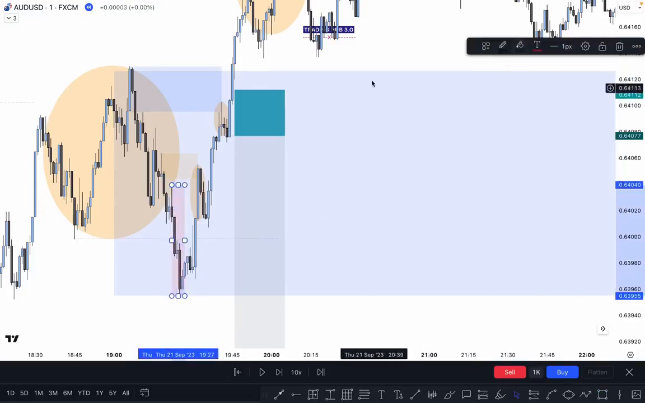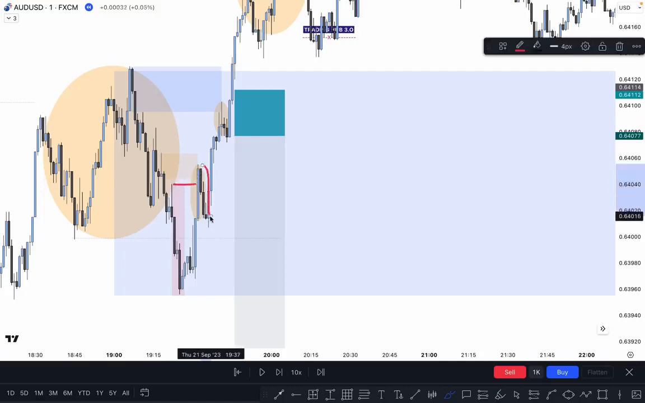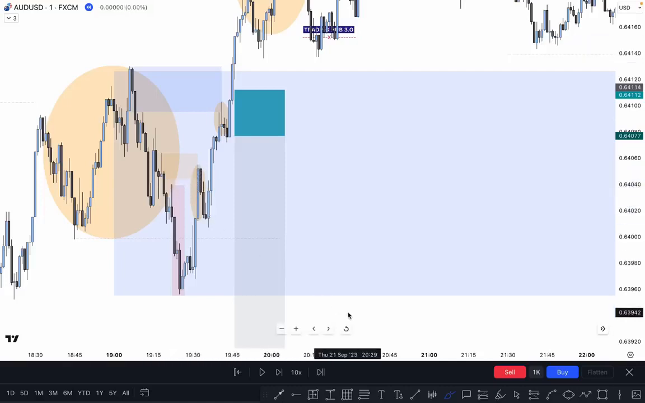Okay, because market went up after this drop, right? So this one is mitigated by this move, like this one is broken here and this one is a pullback. So this one is mitigated here. So where is our next order flow? This one right here.